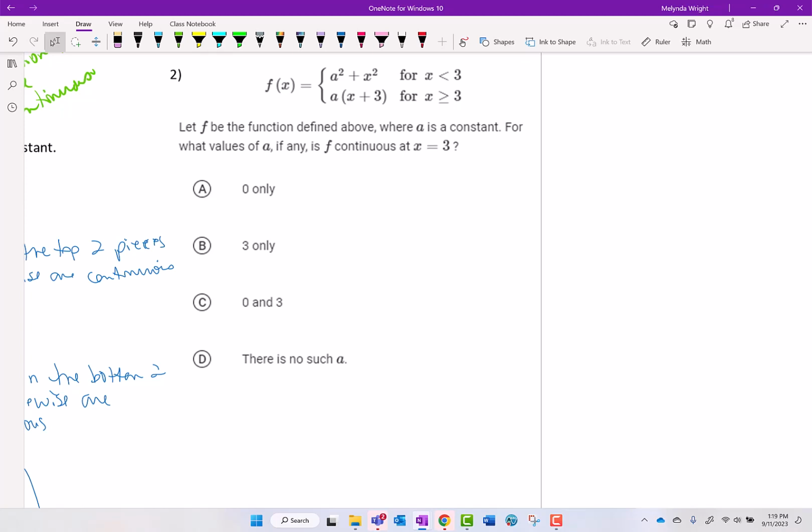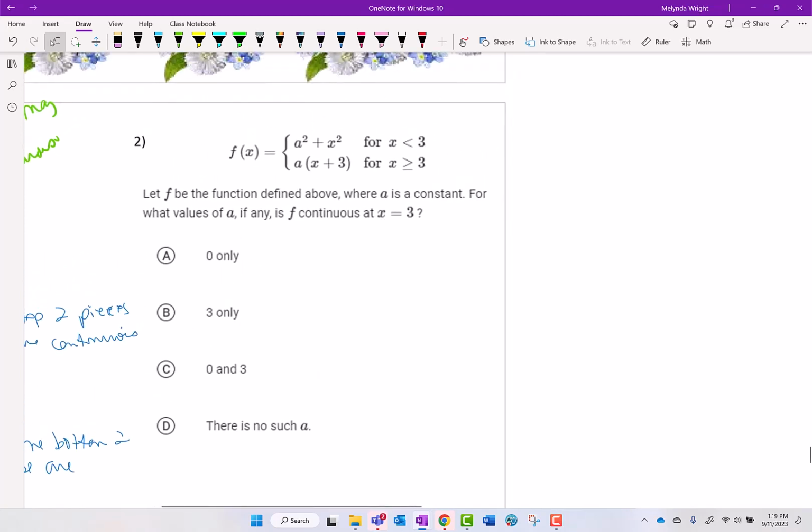So let f be the function defined above, where a is a constant. For what values of a, if any, is f continuous at 3? Okay, so let's just make ourselves some notes. This is a parabola. Is our parabola continuous? Yep, so I don't have to worry about that. This is a line. Are lines continuous? Yep, don't have to worry about that. I only have to worry about where they connect.